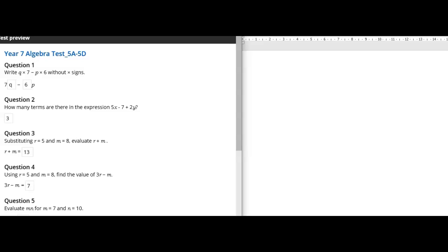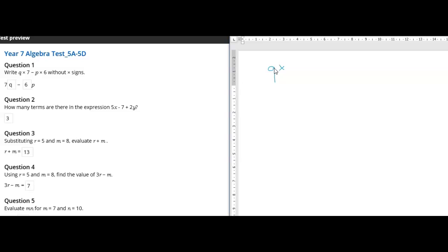All right, so question 1, write Q times 7 minus P times 6 without multiplication signs. So this one is quite straightforward. When we're writing algebraic terms or algebraic expressions, we don't tend to use a multiply sign. So when you've got something like Q times 7, we always put the number first and then the letter, or the coefficient and then the pronumeral. So 7Q minus 6P.